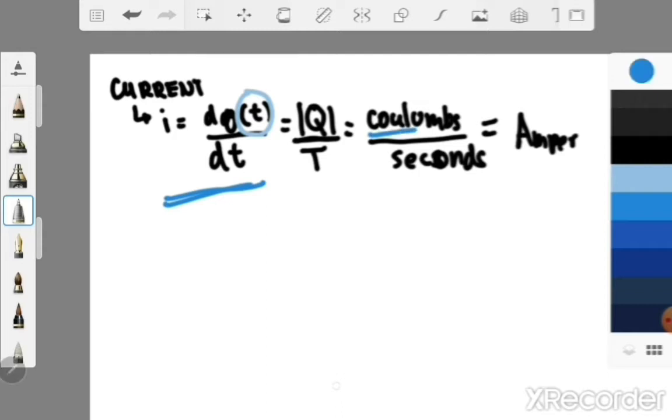So your coulombs is simply the unit of your charge and your seconds is the unit of your time. Sir, should it always be in seconds? Yes. Because the unit for current is coulombs per second or your ampere.